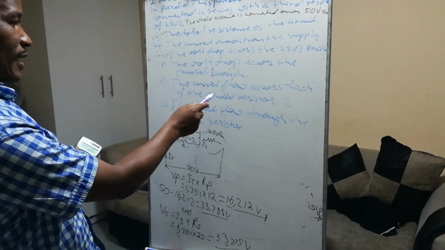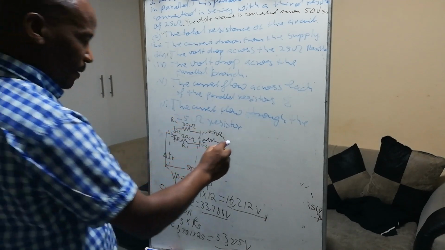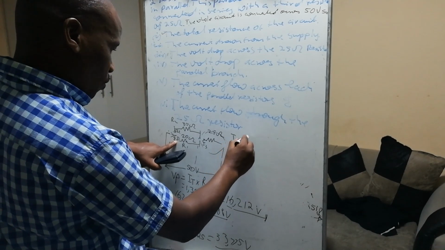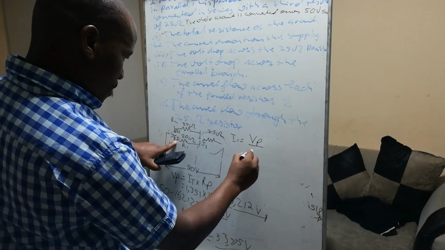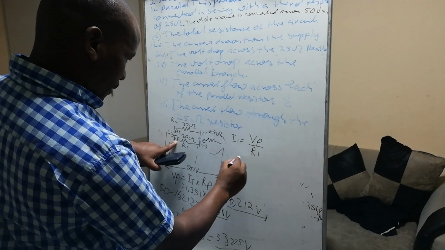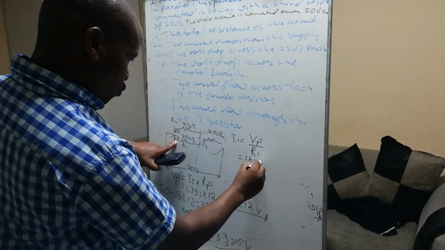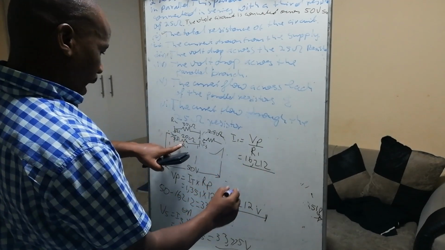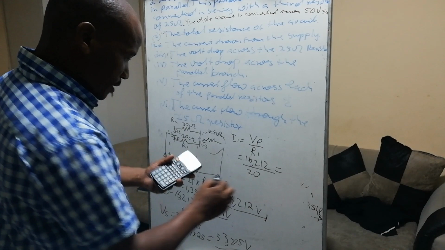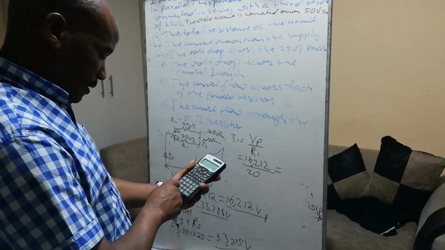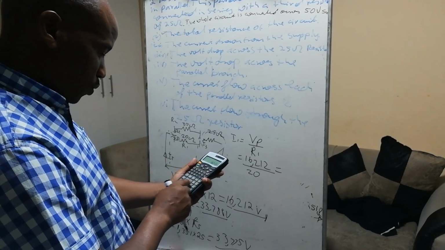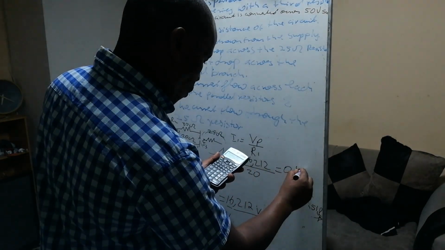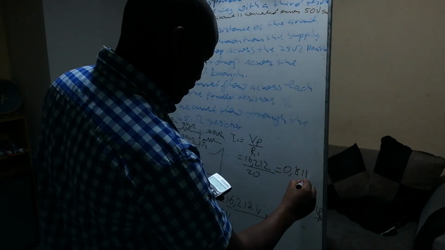They say the current flow across each of the parallel branches. Let's start with I1. I1 is equal to V parallel over R1, which is 16,212, calculated there, over R1. R1 is equal to 20. And it's equal to what? 16,212 divided by 20, and it is 0.811 amps.